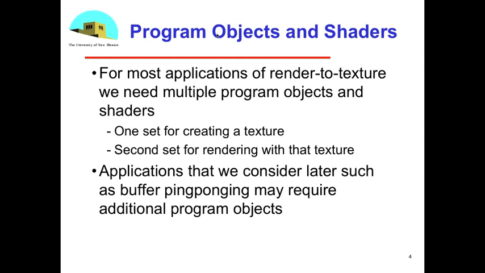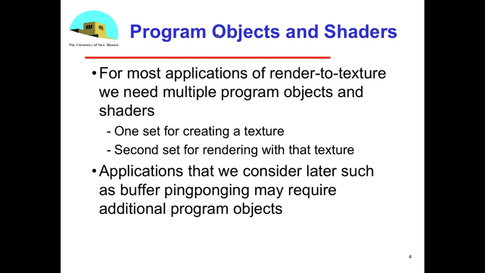Later, our buffer ping-ponging examples will use, I think the ones I'm going to show you will use, three sets of shaders, but to use them you just switch between use program object 1, use program object 2, and then back to 1 or on to 3.